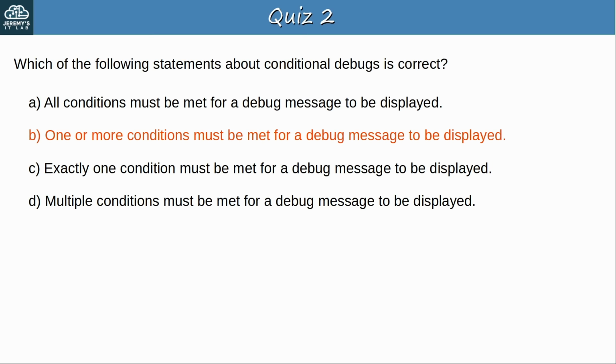Okay, the answer is B. One or more conditions must be met for a debug message to be displayed. If you set multiple debug conditions, only one of those conditions has to be met for a debug message to be displayed. There's no need to match all of the conditions. Okay, let's go to question 3.